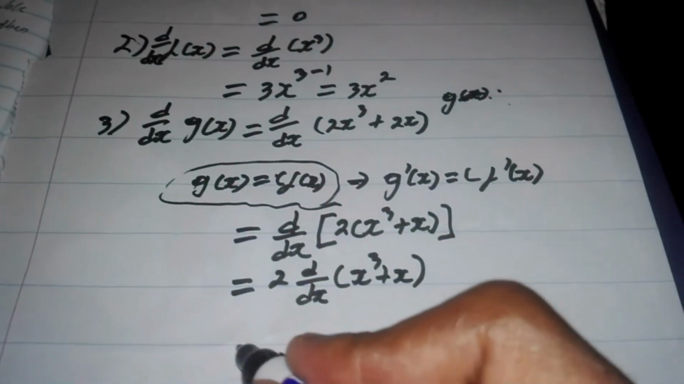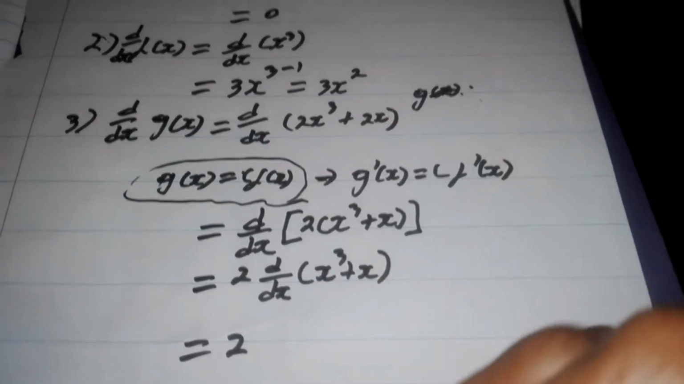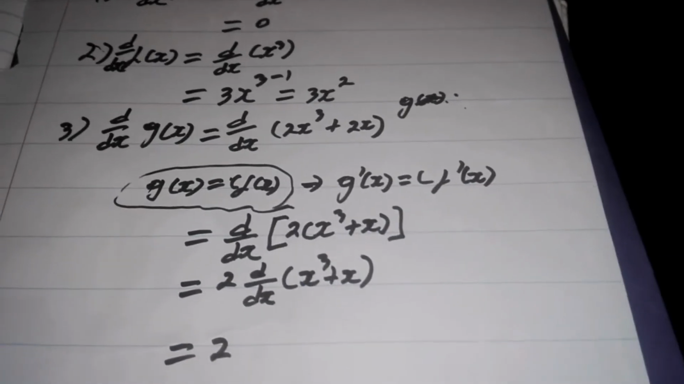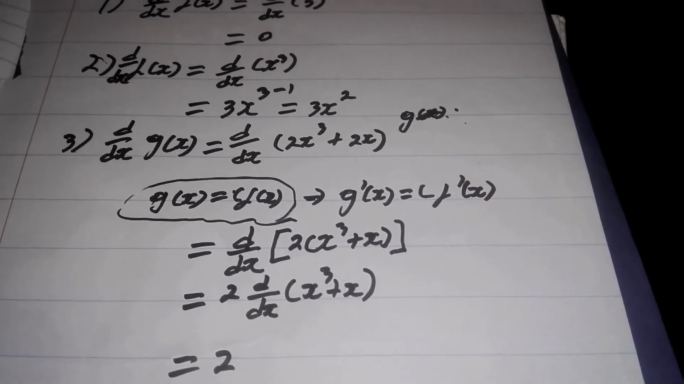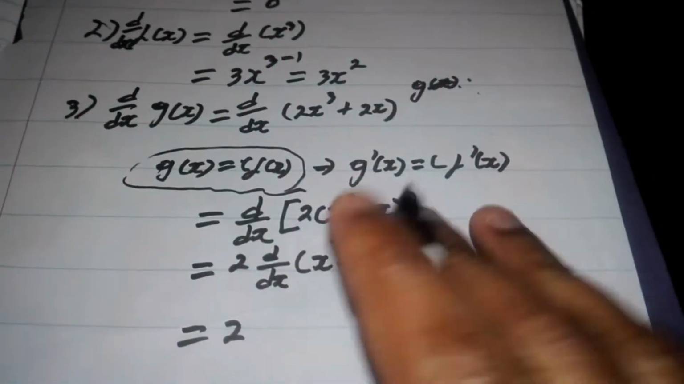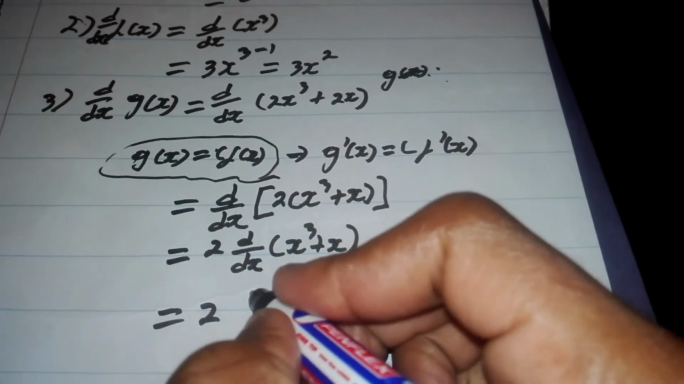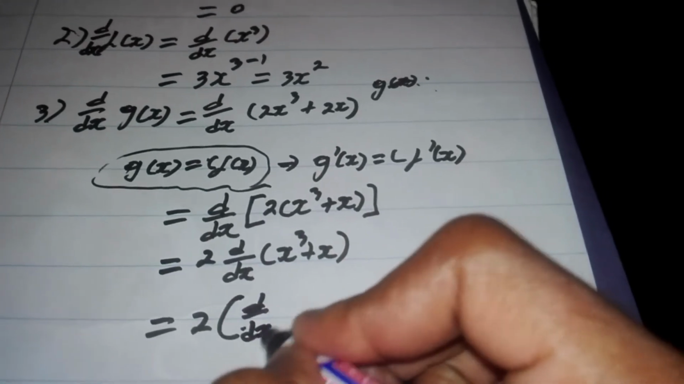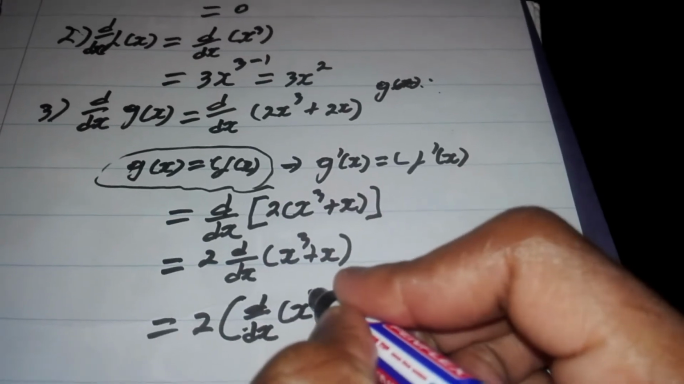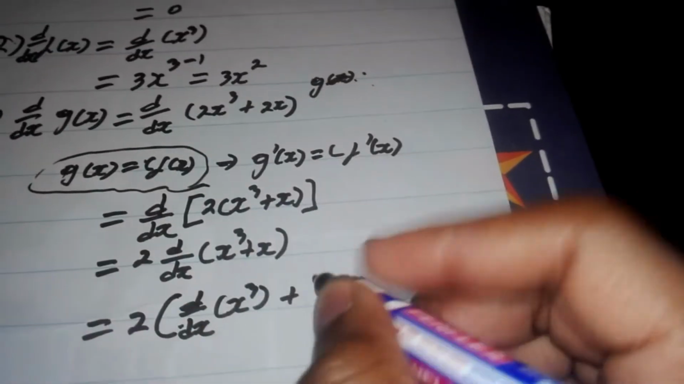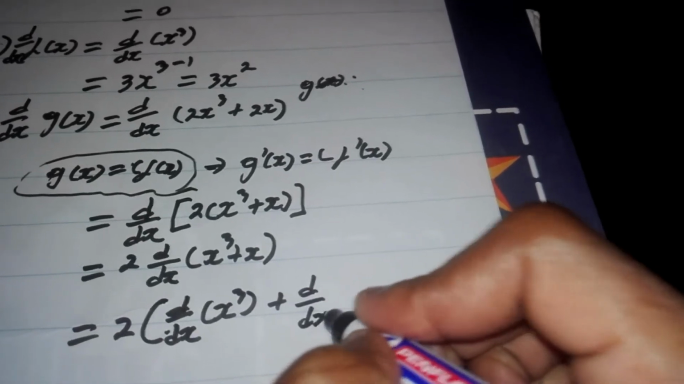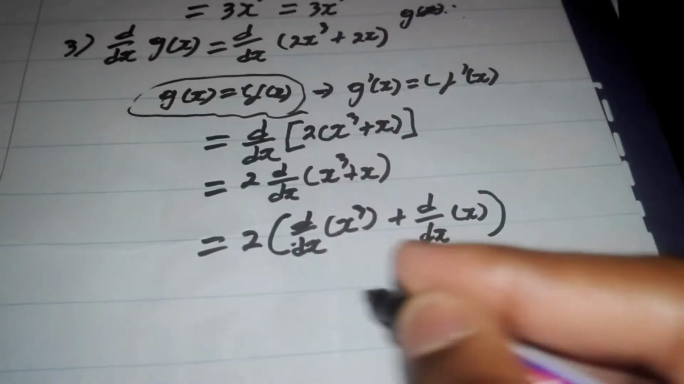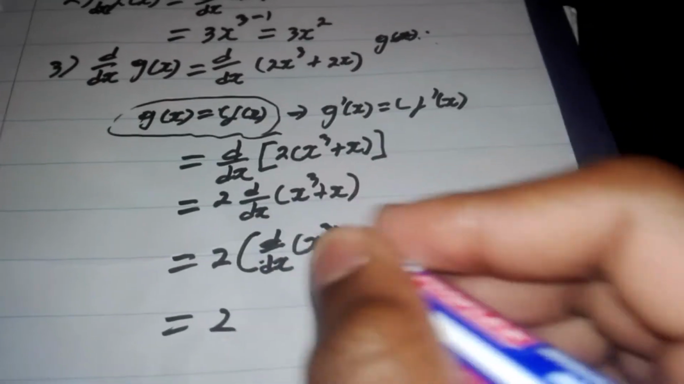Yes, and this is the same as 2, and differentiation of this. Let me do this manually so that you understand what I'm trying to say here. And then this will be the same as d over dx of x cubed plus d over dx of x. So 2 has nothing to do with this.